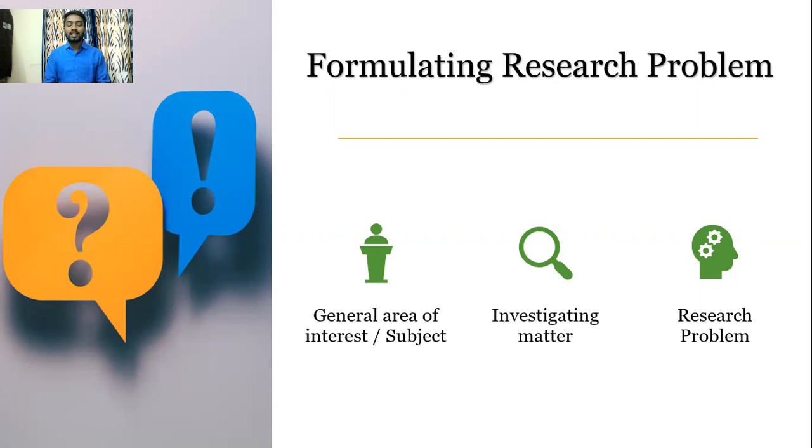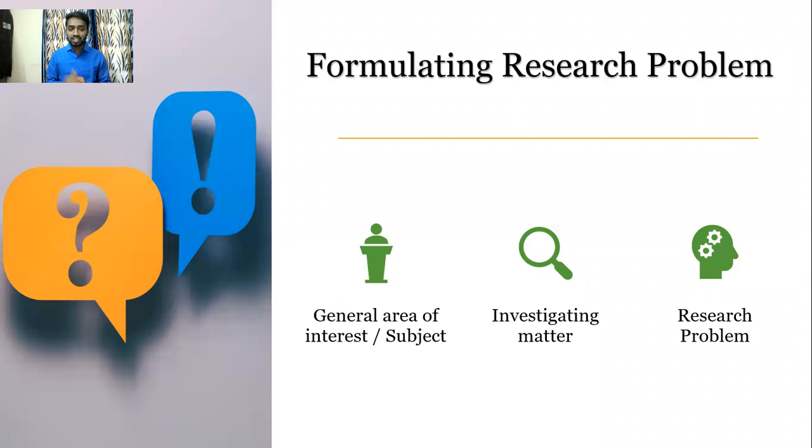Next, in this slide we see that formulating research problems involves a general area of interest. While you are formulating a research problem, you should concentrate on areas in which you have interest, or a subject in which you are well versed, so that you will have complete knowledge of that subject or area. While doing research, you feel more comfortable and knowledgeable. Then investigating matter: you should be clear about what matter you are going to investigate, what is included in your research, and how it is related to your research problem. Then you form a research problem.